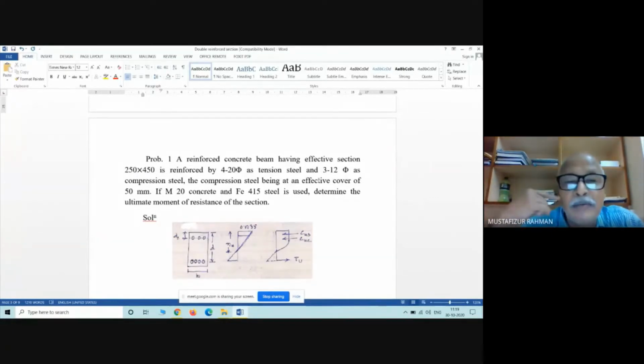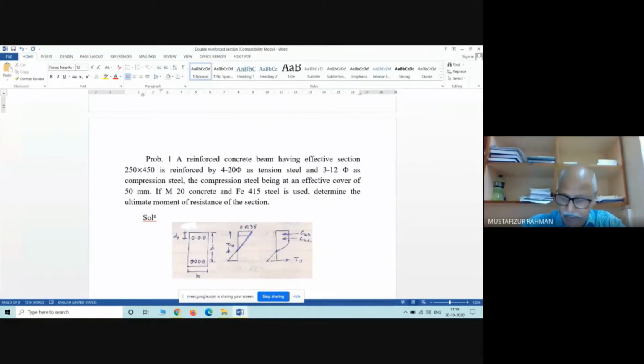Now see the peculiarity of the problem. You are given the effective section, which means you are given the width of the beam section and the depth of the beam section. It is not giving the overall depth. Effective depth we have defined in our singly reinforced section. It is the depth from the extreme compression surface to the centroid of the tensile steel, right? So this 250 is the width, 450 is the effective depth.